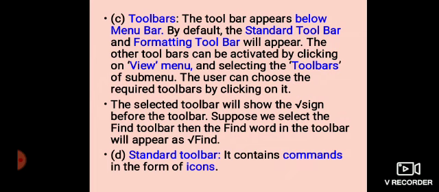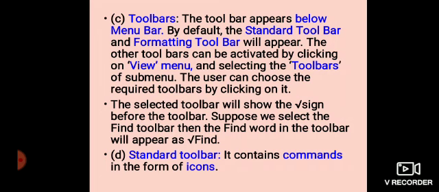Next, toolbars. The toolbar appears below menu bar. By default, there are two toolbars. They are standard and formatting toolbars. The other toolbars can be activated by clicking on view menu. By default you can see only standard and the formatting toolbars. If you wanted to use the other tools, then you have to go to view menu from the menu bar and choose the different other toolbars options.